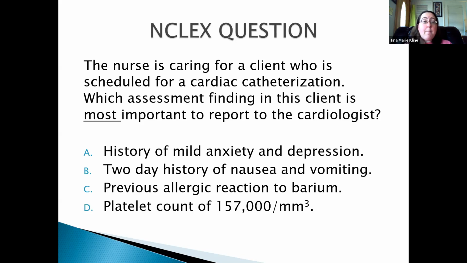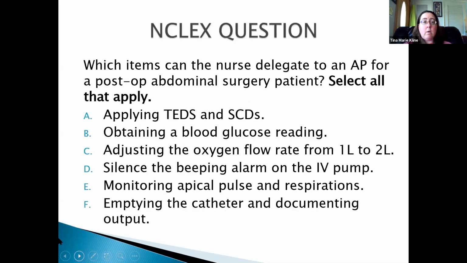If they had one episode of vomiting and it was 50 milliliters this morning, maybe they were a little anxious because they're having this cardiac cath. 50 milliliters does not dehydration make, okay? But the 2-day history, absolutely. So those details really do matter, okay? I just really want to point that out. It's important that you look at those things.